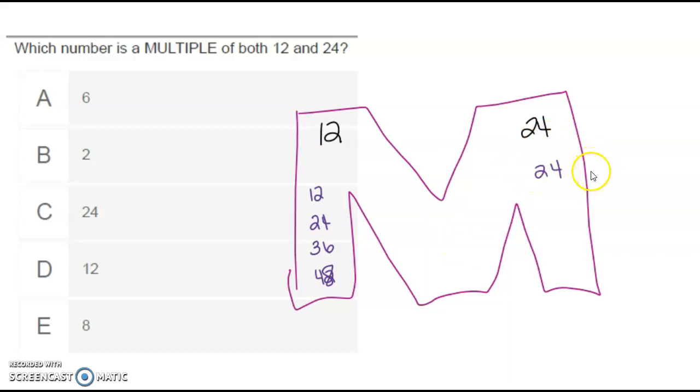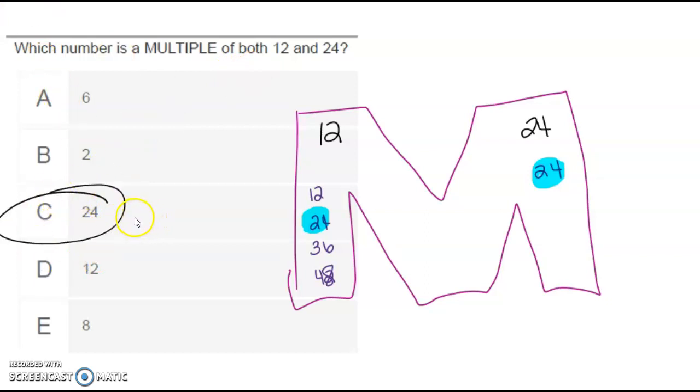Whoa, wait, hold on. Guess what, guys? I don't even have to go farther. I don't even have to multiply 24 to other things because I've already found the very first multiple that they have in common. Isn't that cool? So it says, which of these is a multiple of 12 and 24? Well, it has to be 24.